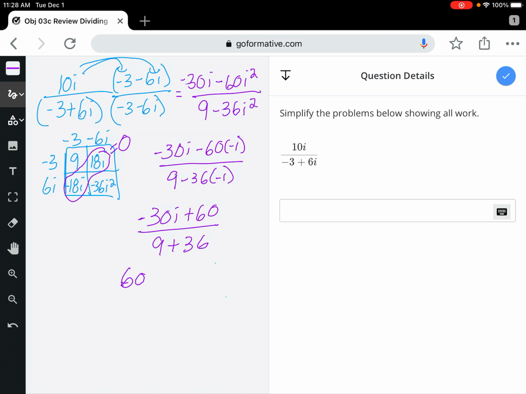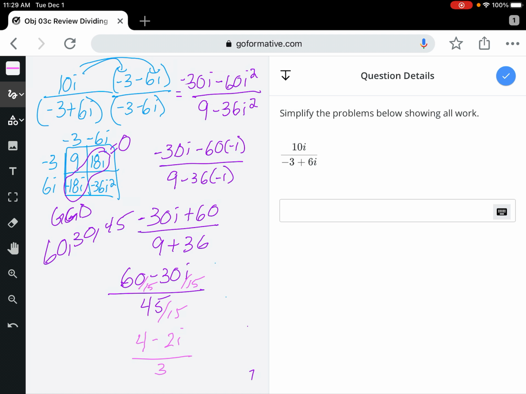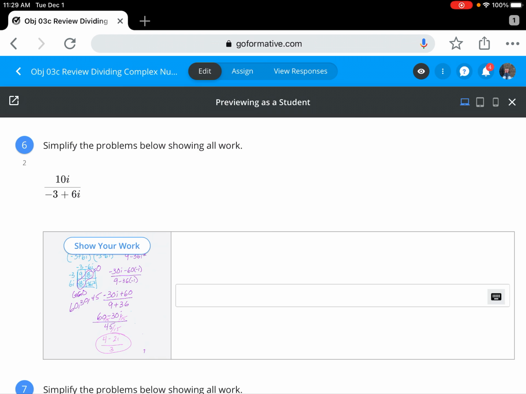If you don't know it, you can find it yourself too. GCD of 60, make sure you put commas, 30, and 45, and it's going to be 15. Okay, so what you do is you go back and you divide everything by 15. This by 15, this by 15, and this by 15. So 15 goes into 60, that's going to be 4, goes into 30, 2i times, and goes into 45 3 times. And there you go, that's your answer.